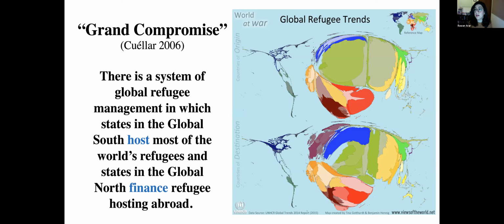world's refugees flee from countries in the global south, and then they are also hosted in the global south. This is not merely an accident of geography, but in fact, there is a global system of refugee management in which states in the global south host refugees, while states in the global north often finance refugee hosting abroad. And so what I'm trying to do here by bringing your attention to this grand compromise is to show the stakes of the global distribution of the world's refugees.